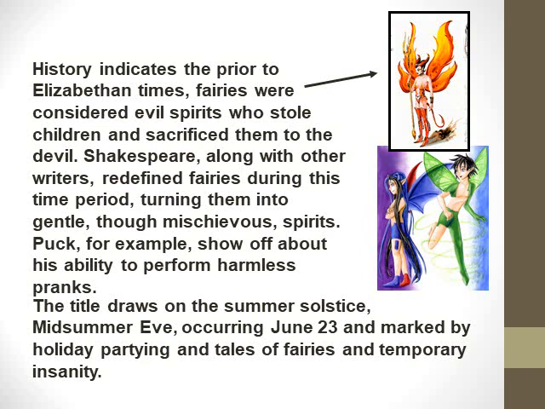History indicates that prior to Elizabethan times, fairies were considered evil spirits who stole children and sacrificed them to the devil. Shakespeare, along with other writers, redefined fairies during this time period, turning them into gentle, though mischievous, spirits. Puck, for example, shows off about his ability to perform harmless pranks. The title draws on the summer solstice, Midsummer Eve, occurring June 23rd, and marked by holiday partying and tales of fairies and temporary insanity.